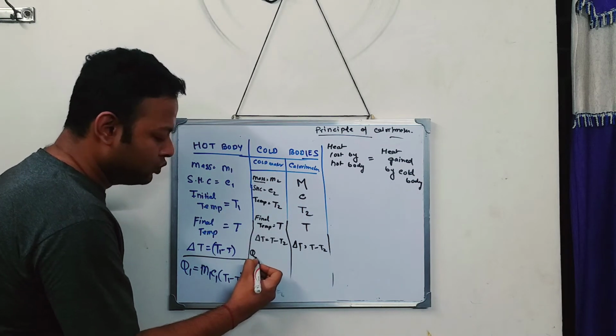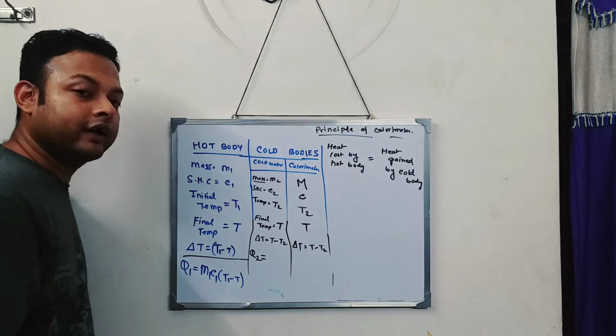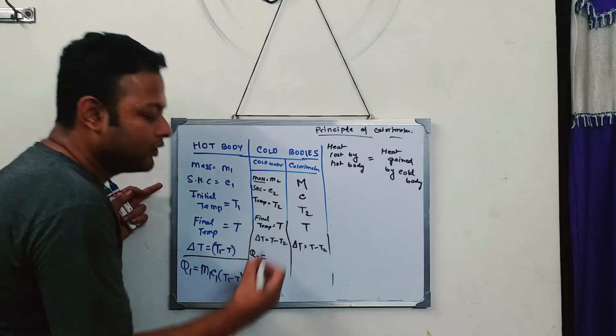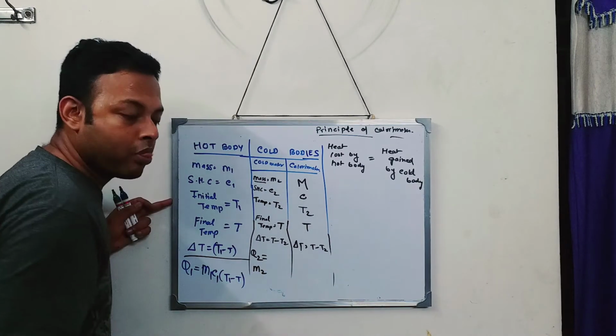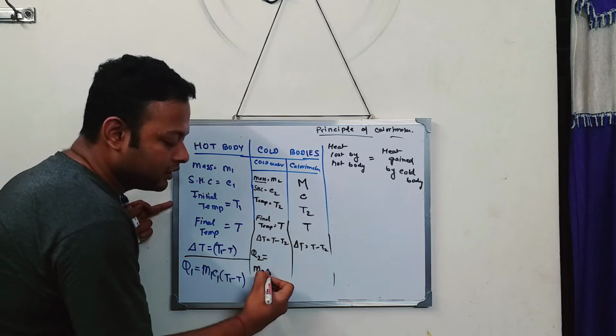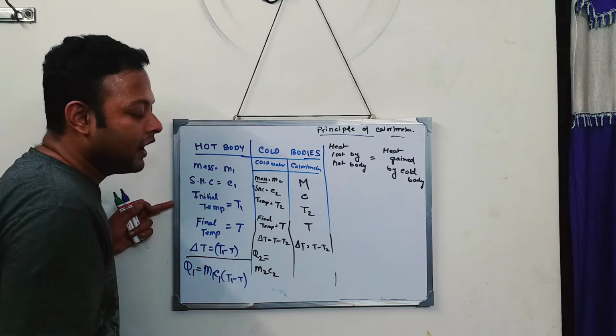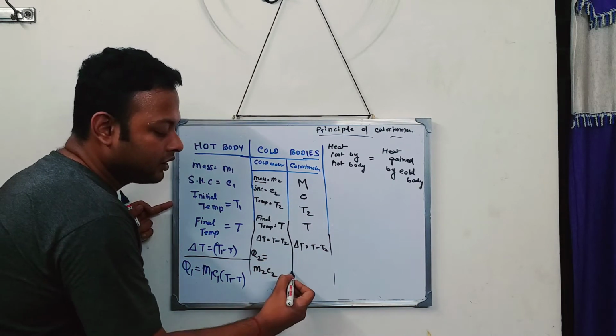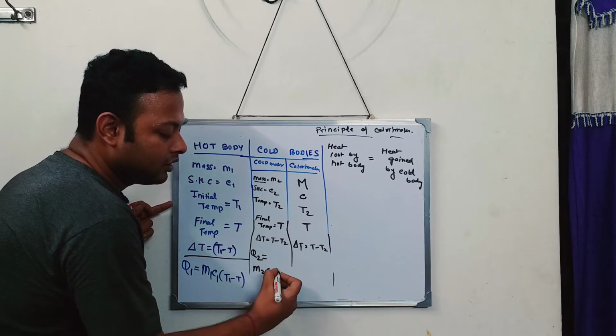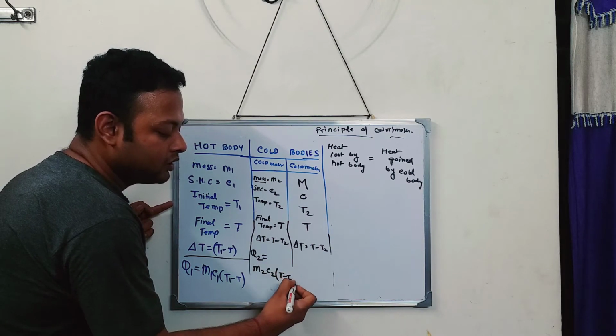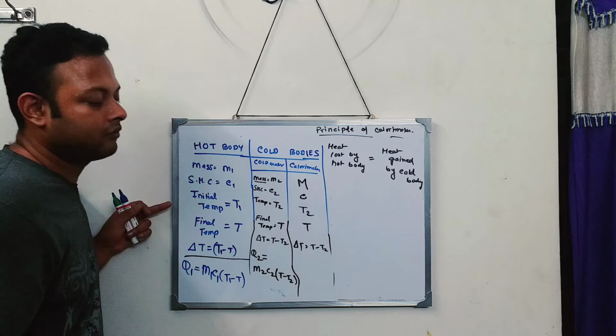Okay. Now second thing, what is the heat gained by the cold water? That is Q2, and that will again be mc delta T. What is the m over here? M2. What is the specific capacity? C2. And delta T is nothing but T minus T2 over here.